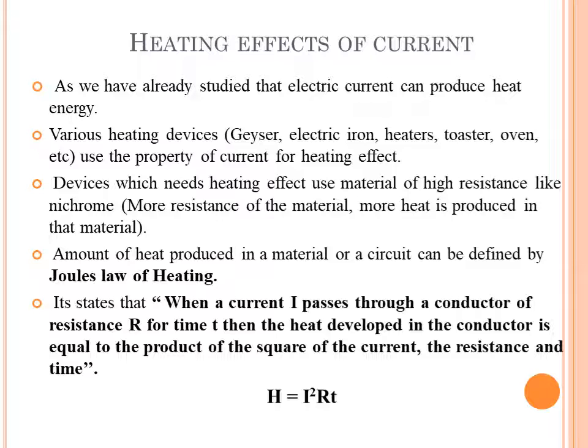Amount of heat produced in a material or a circuit can be defined by Joule's law of heating. So this law is very important. Now basically we know that wherever there is current, heat is produced. But how to measure the amount of heat produced or the energy consumed? It is represented by Joule's law. When a current I passes through a conductor of resistance R for time t, then the heat developed in the conductor is equal to the product of square of current, resistance and the time. H is equal to I square RT.